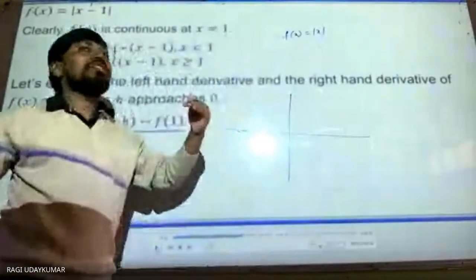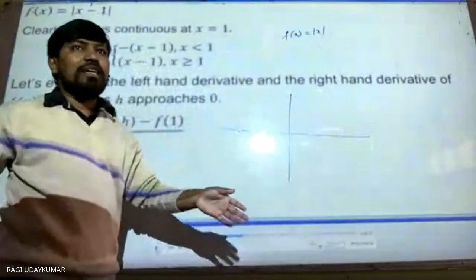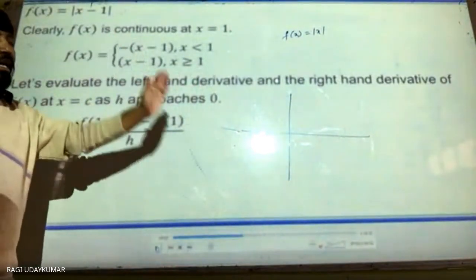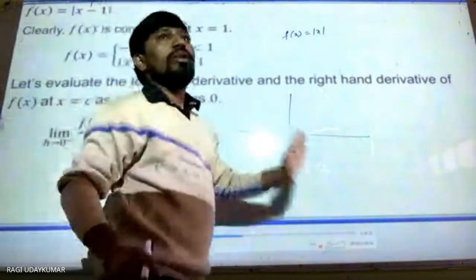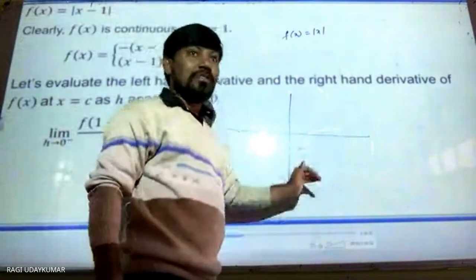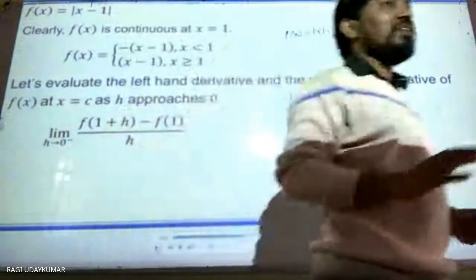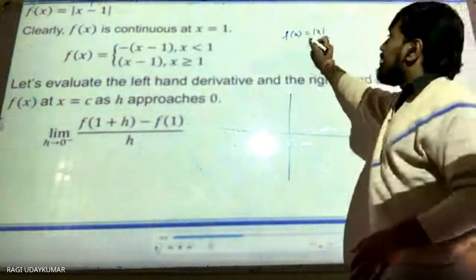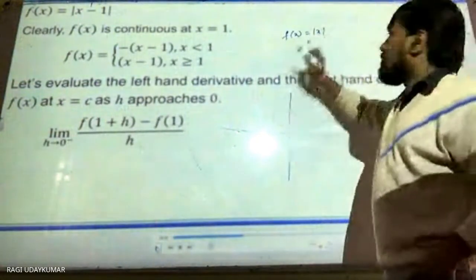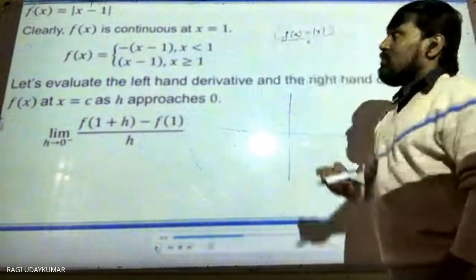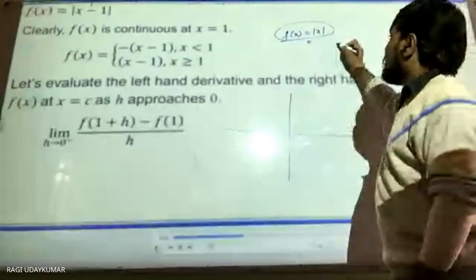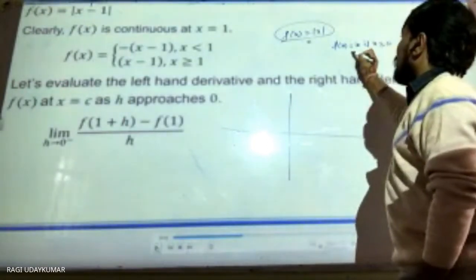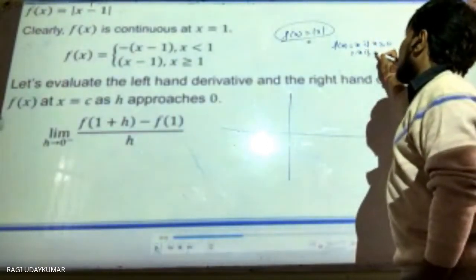Let us take only mod x here. Continuity is about how the graph of the function looks, and you need to know that. You already learned the graphs of these functions in 11th class. The function f of x equal to modulus of x can be written as f of x equal to x if x is greater than or equal to 0, and equal to minus x if x is less than 0.